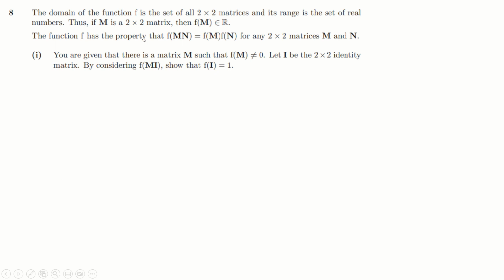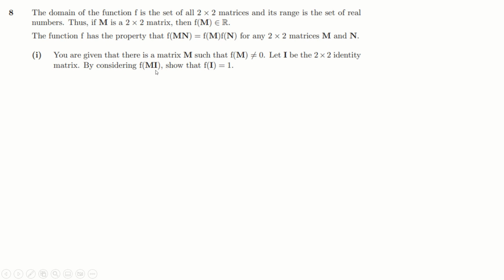This function also has the property that f of mn equals f of m times f of n, and we're only going to be looking at 2 by 2 matrices, thankfully, here. Now we're given a matrix M such that f of m is not 0, and I is the 2 by 2 identity matrix, of course 1, 0, 0, 1. And by considering f of mi, show that f of I is 1.